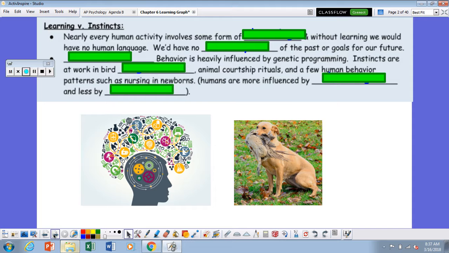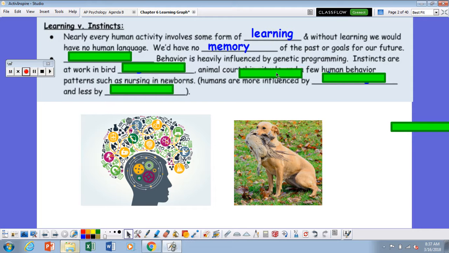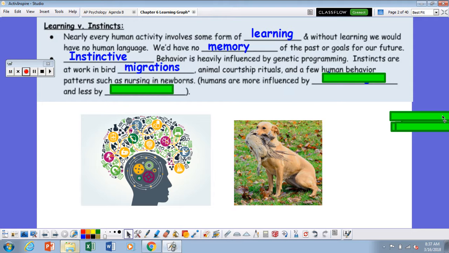So, to talk about learning, you've got to talk about the differences between that and instincts. Nearly every human activity involves some type of learning, and without learning we would have no human language, we would have no memory for our past or goals for our future. Instinctive behavior is heavily influenced by our genetic programming. Instincts are at work in a bird when they migrate, animal courtship rituals, and a few human behaviors, such as nursing newborns. Humans, for the most part, are influenced by learning and less influenced by instincts.